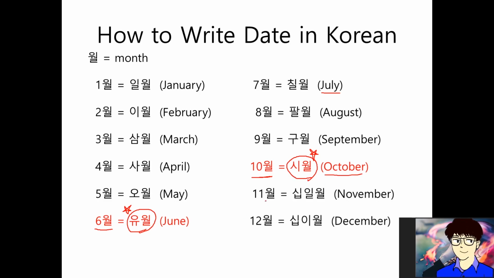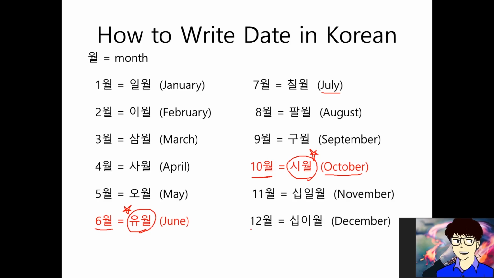Okay, and the next thing is 11월. Great. 11월 is November. And the last thing, repeat after me. 12월. Good. 12월 is, right, December. Okay? Good.